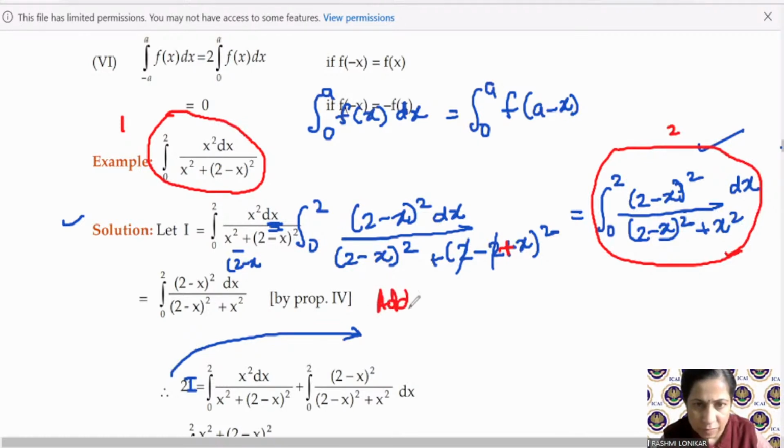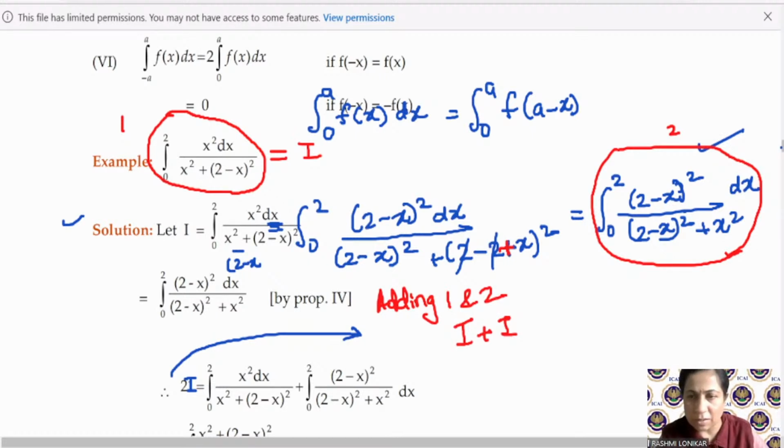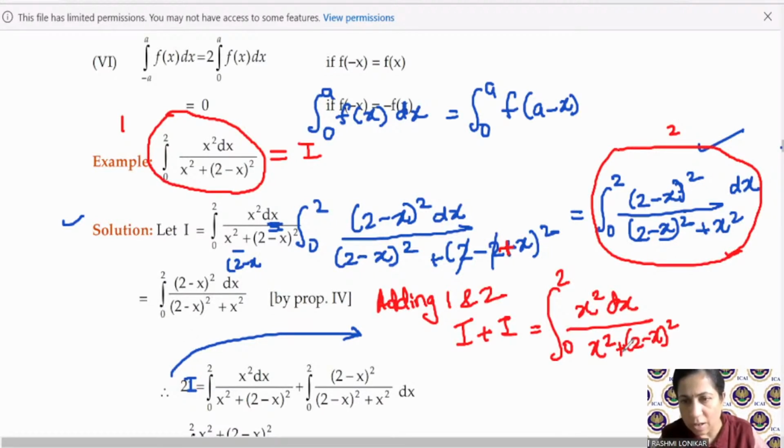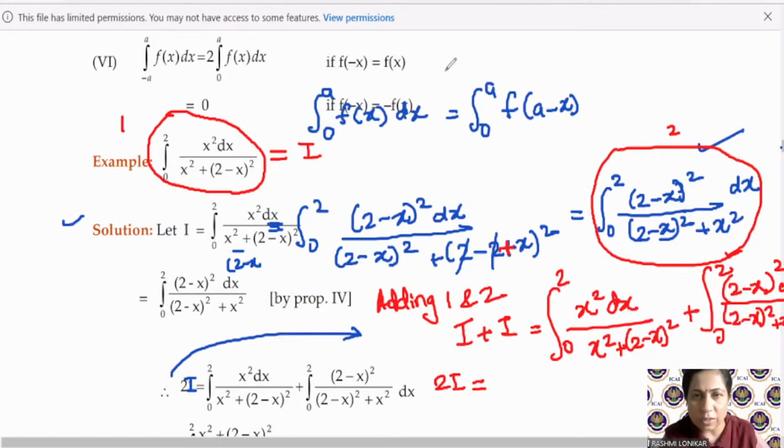Adding 1 and 2, this I am writing as equal to I, and this also equal to I. So I plus I on the left hand side is equal to the integral 0 to 2 of x square dx upon x square plus (2 minus x) whole square, plus the integral 0 to 2 of the second function, (2 minus x) whole square upon (2 minus x) whole square plus x square dx. So I plus I becomes 2I.